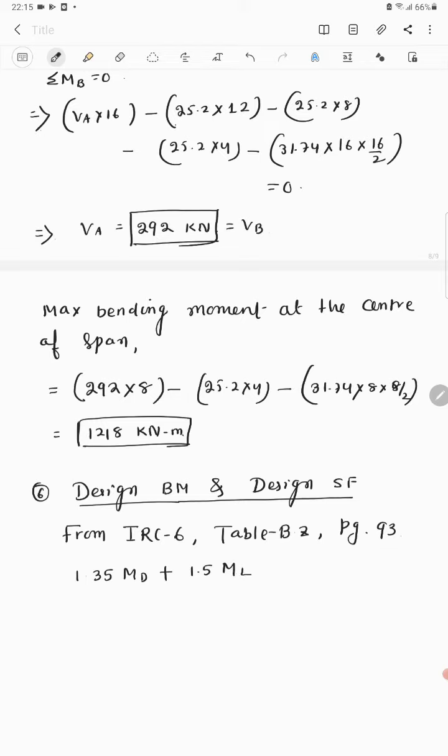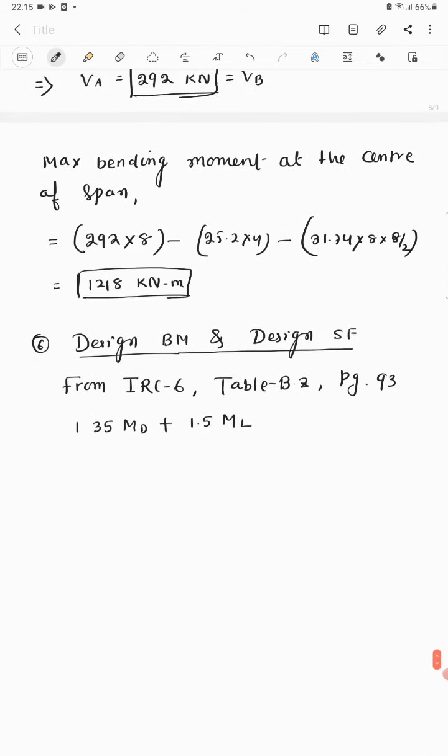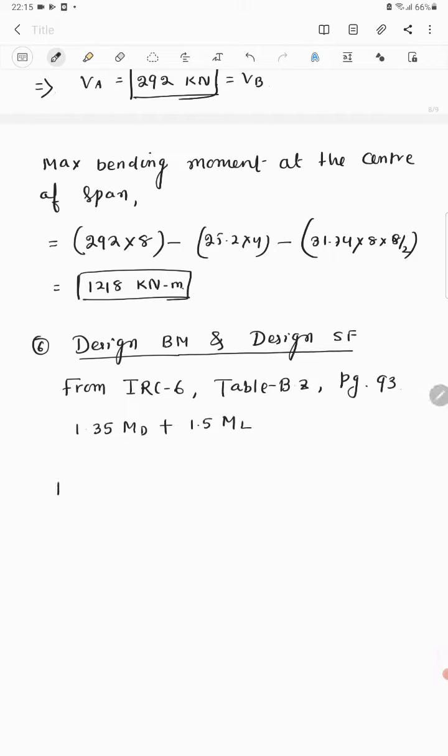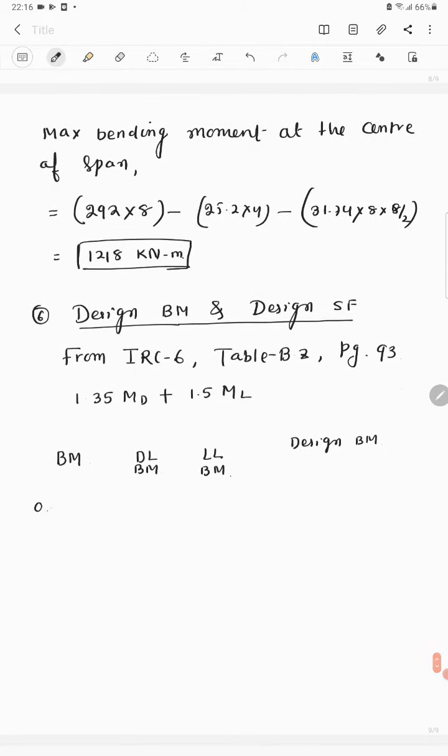Okay, so let's calculate. Bending moment: dead load bending moment, live load bending moment, and this is the design bending moment. For outer girder, and for inner girder separately you have to calculate. For outer girder, this is 1218 kilonewton meter. For inner girder it is the same, 1218 kilonewton meter. This is the dead load moment, and live load moment we have calculated separately. For outer, 1513 kilonewton meter, and for inner, 912 kilonewton meter.